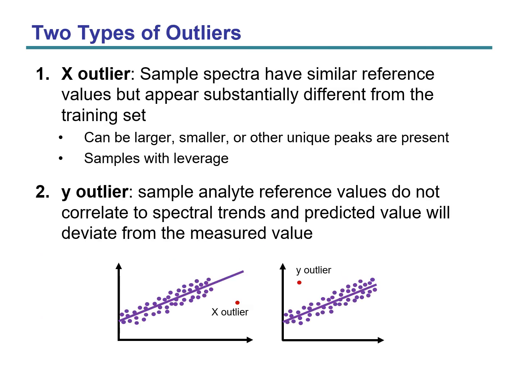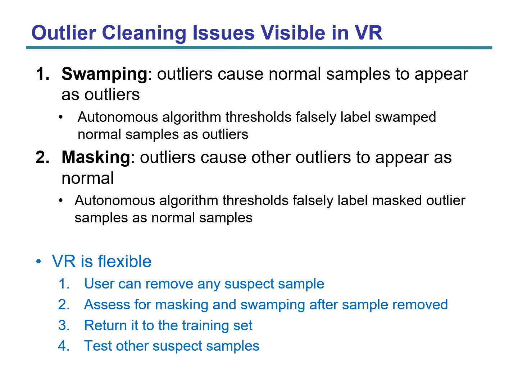We have two types of outliers. X outliers are where the sample spectra have reference values spanned by the training set, but they're substantially different relative to the X values. These would be our high leverage samples. Then we have our Y outliers, where the sample analyte reference values don't correlate with the spectral trends. So when you build your model and use it to predict these samples, they will have a large prediction error, in other words, a high residual. We want to be able to identify these two types of outliers.